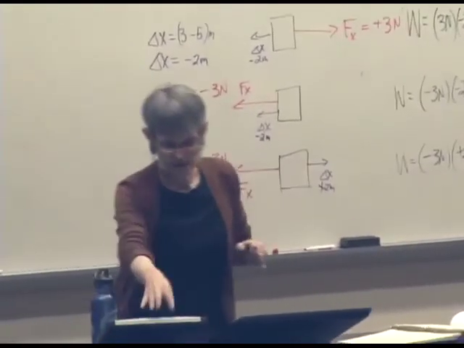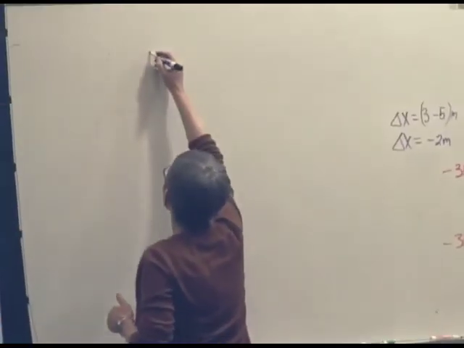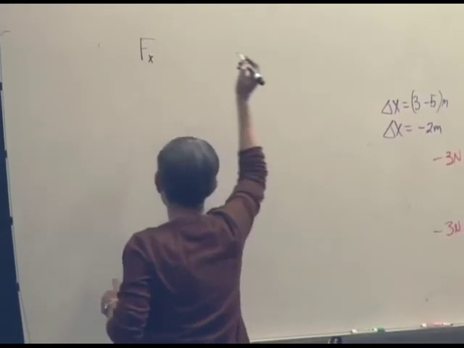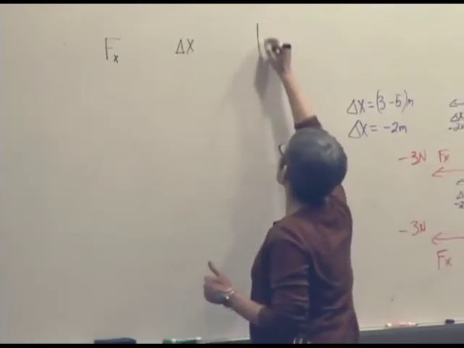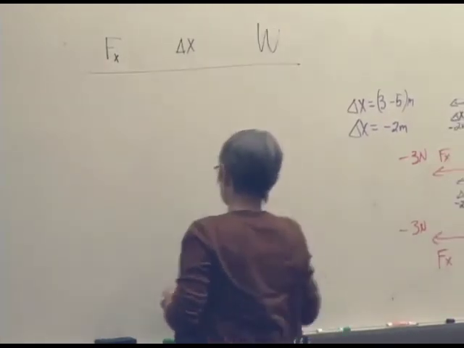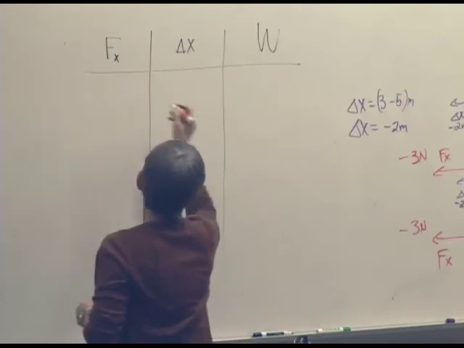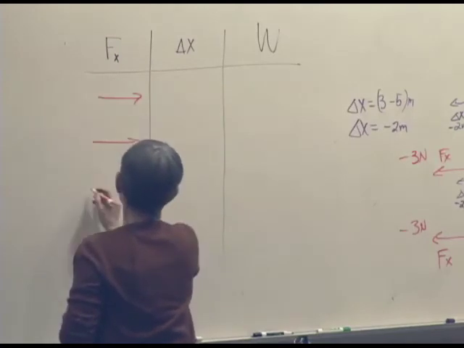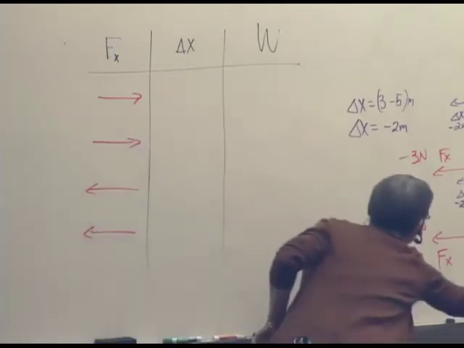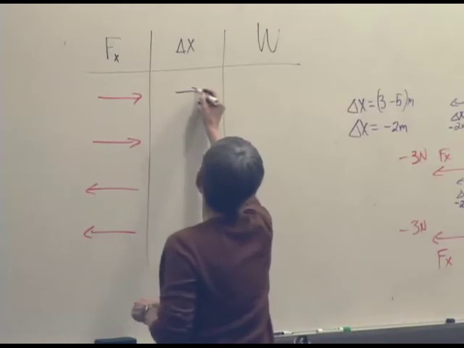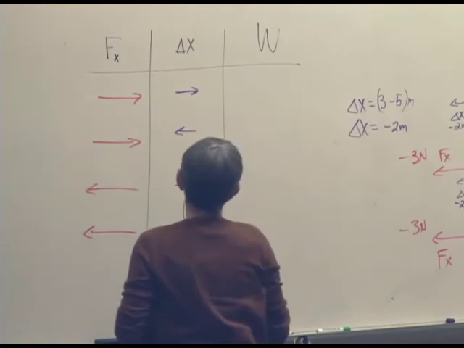There must be a pattern here. So here are the situations we had. We had the force, the displacement, and the work. The first two had the force to the right, and the next two questions had the force to the left. We had a displacement to the right, a displacement to the left, a displacement to the right, and a displacement to the left.